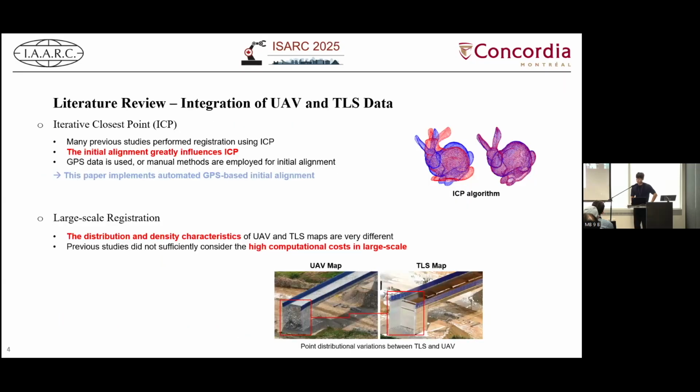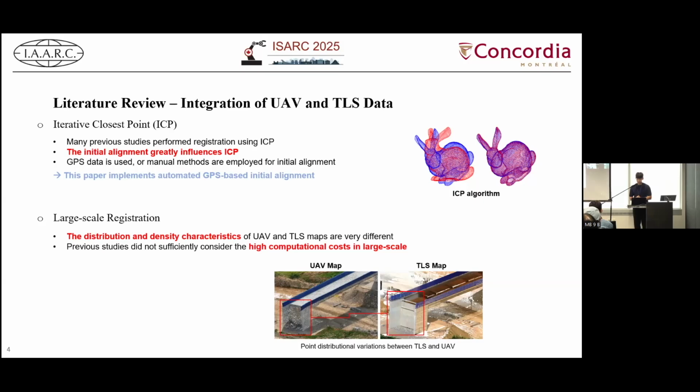To integrate the UAV and TLS maps, ICP is a good option. The ICP method is a popular method for fine registration between different point clouds. However, it requires a good initial alignment. So in this paper, we implement the initial alignment with GPS.